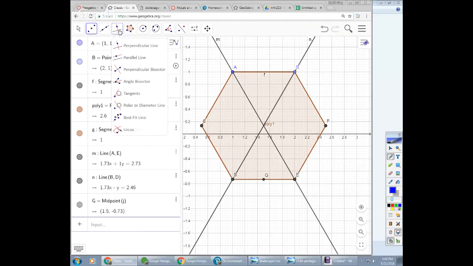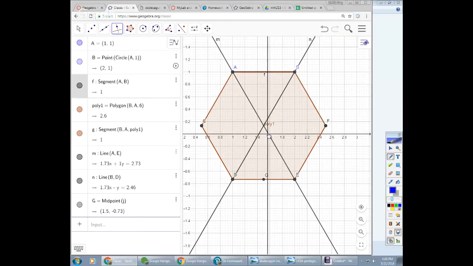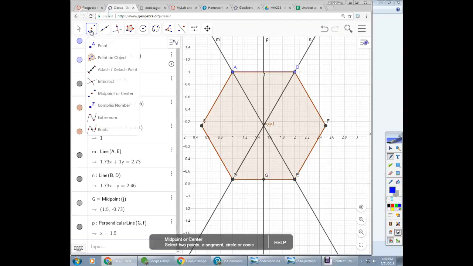All right, now I can use that perpendicular line tool. So sometimes it's a matter of clicking tools in the right order. All lines of symmetry on a regular polygon are going to meet in the same place. I just need to find that intersection point.